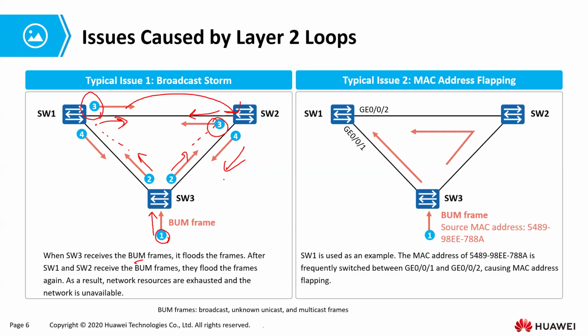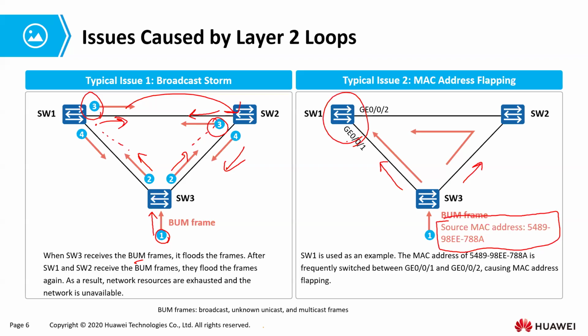Number two, another situation, we have what we call MAC address flipping. MAC address flipping is basically where the MAC address of a given port is constantly changed because of these loops. Example, here we have a frame coming from this source. It's also a broadcast frame. When it gets to the switch, it will get broadcasted like this.